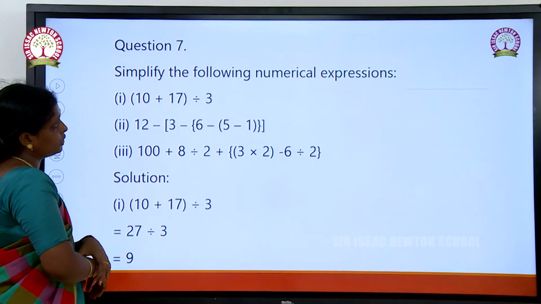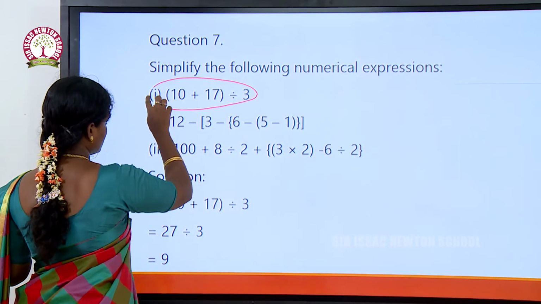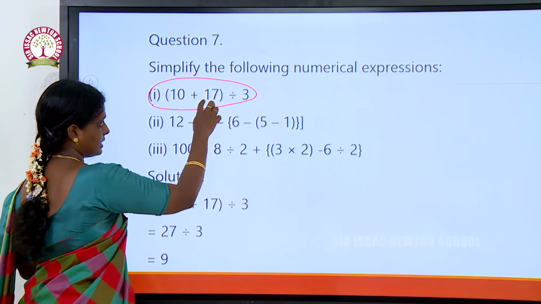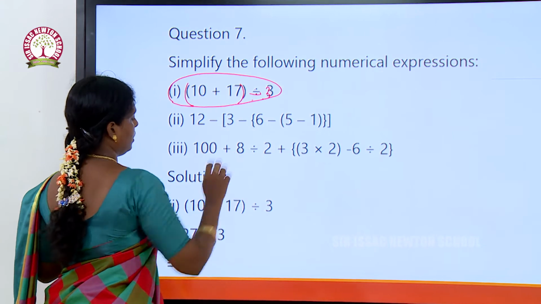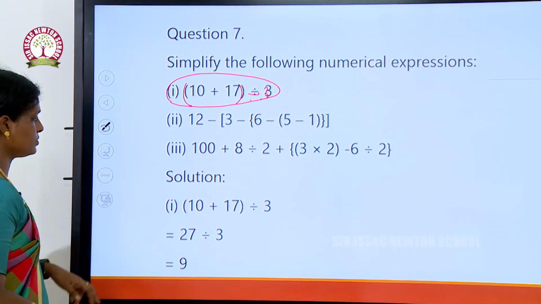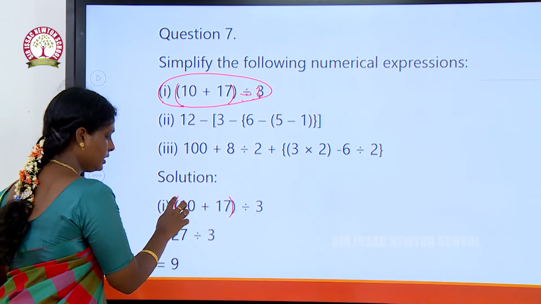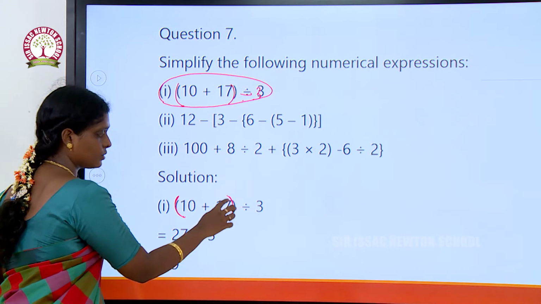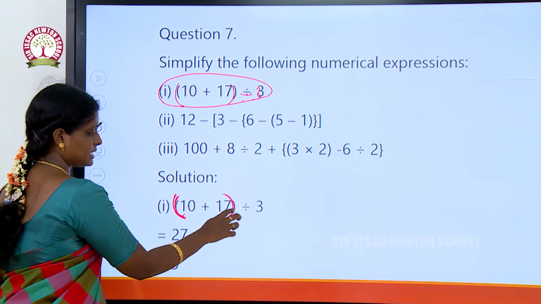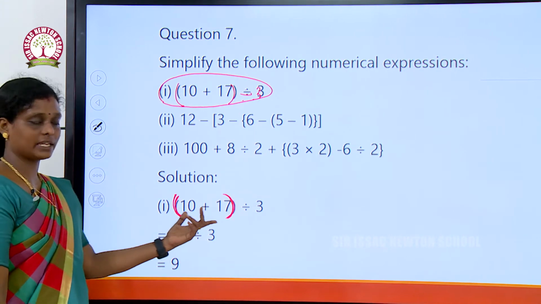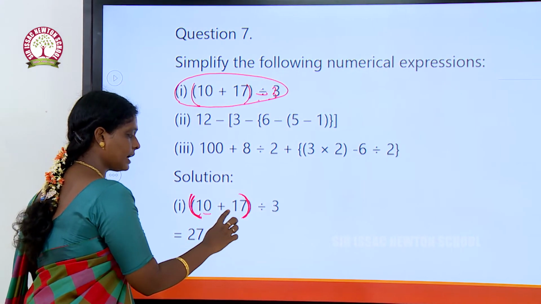Okay, simplify the following numerical expressions. So, here we are having some numerical expressions. The first question is 10 plus 17, in brackets, which is divided by 3. Okay. So, this is the solution for the first question. First, you have to add the numbers which are in the bracket. So, you have to give importance to the numbers inside the bracket. So, in this bracket we are having 10 plus 17. So, you have to add 10 and 17.